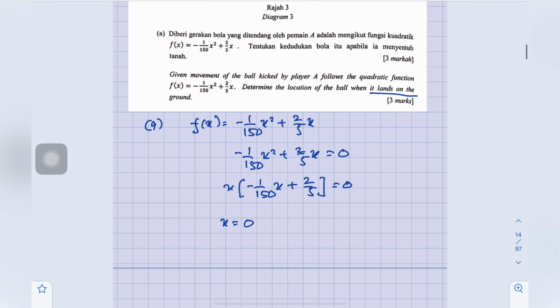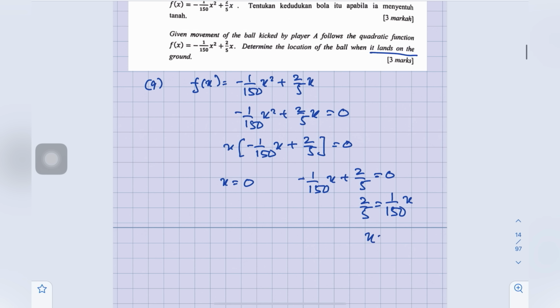Here we get x equals 0, and negative 1 over 150 x plus 2 over 5 equals 0. So 2 over 5 equals 1 over 150 x. So later we get x equals 30 times 2, which is 60. Okay, so 60. Then the question asks you to determine the location, meaning the coordinate. So the coordinate is (60, 0).